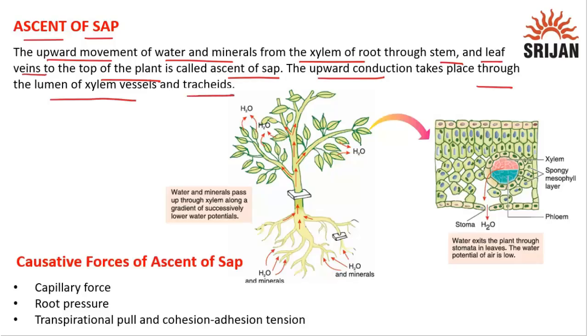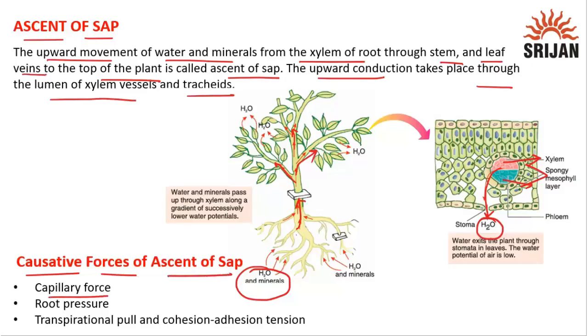So here you can see the water and minerals absorbed by the roots are moved towards the leaves through stems, and this is the process of ascent of sap. And in case of leaves, we can see the spongy mesophyll layers, and here this is xylem and this is phloem. So we can see that from xylem through this stomatal opening, water vapors are evaporated in the process of transpiration.